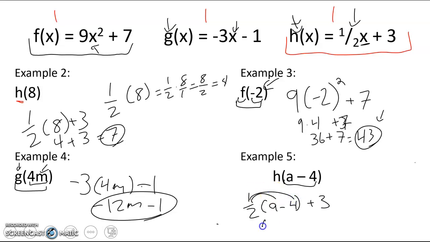All right, and then from there, remember, we take our 1/2 out front here, we distribute it in there. This turns into 1/2 times a, which is just 1/2 a. 1/2 times a negative 4 is just going to be a negative 2 plus 3. I simplify, combine my like terms. I don't have any a's to combine, but this negative 2 and 3 will combine to give me plus 1, okay?